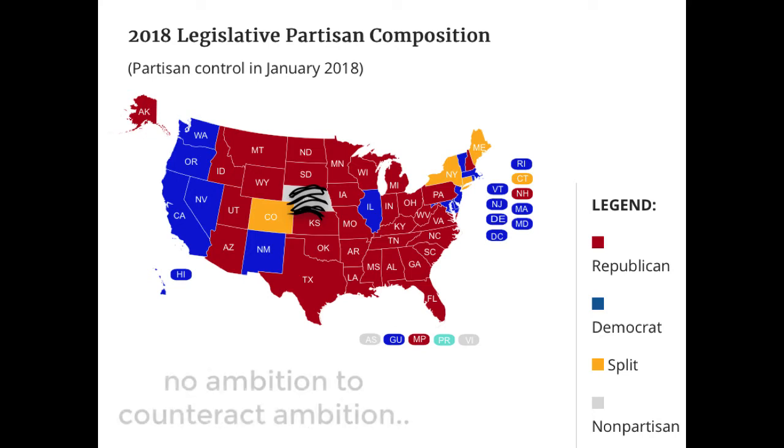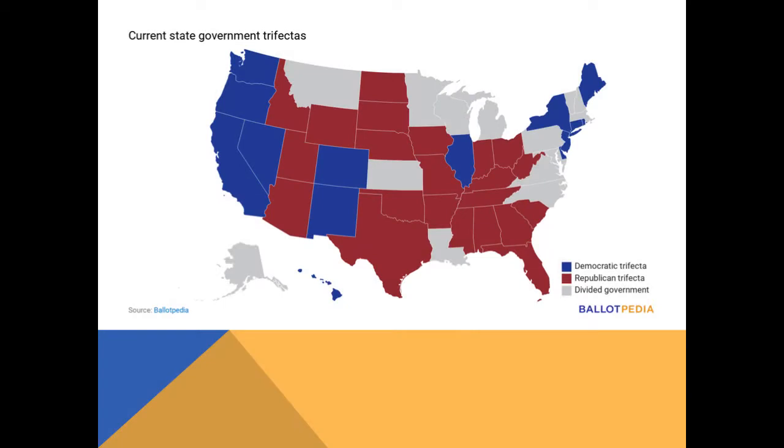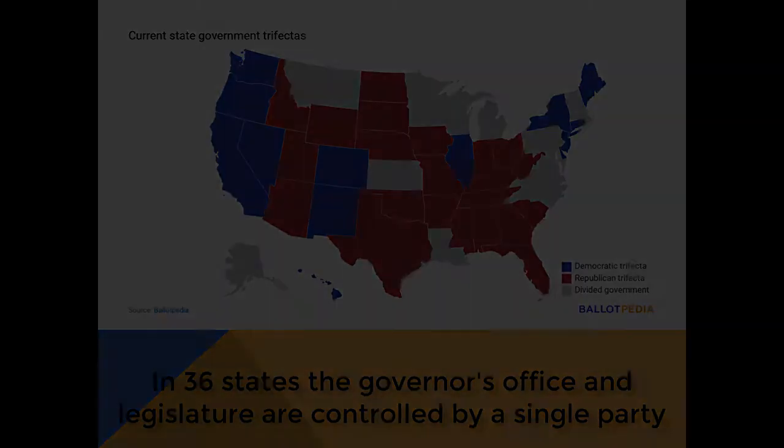Basically, this means that there is no ambition to counteract ambition between the House and the Senate in these states. So ostensibly, this means that these states could technically pass whichever bills they wanted without any partisan interference from the other chamber. So a total of 45 state legislatures have unified government. And of those 45 states that have unified state legislatures, 36 of them have trifectas, meaning that the governor of the state also belongs to the same party that controls both chambers of the state legislature.